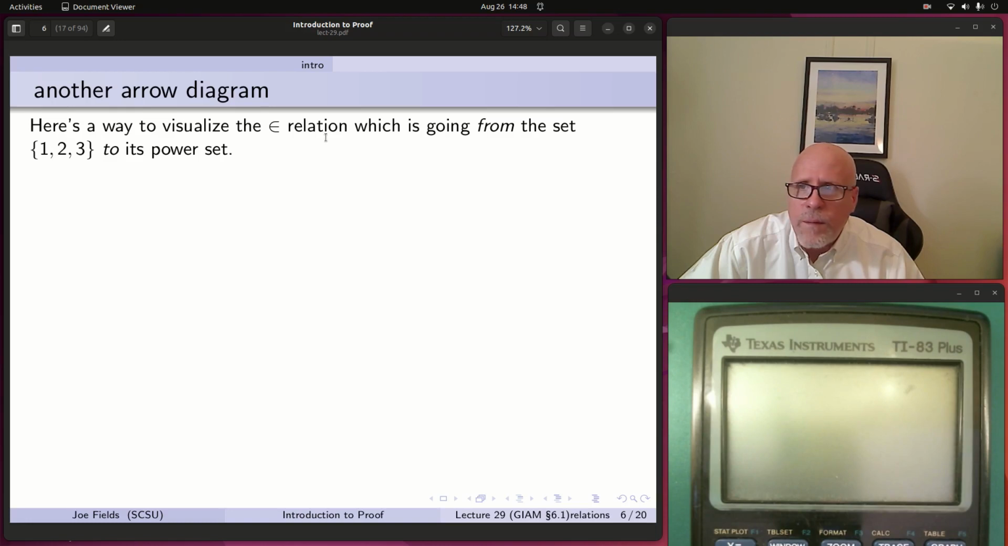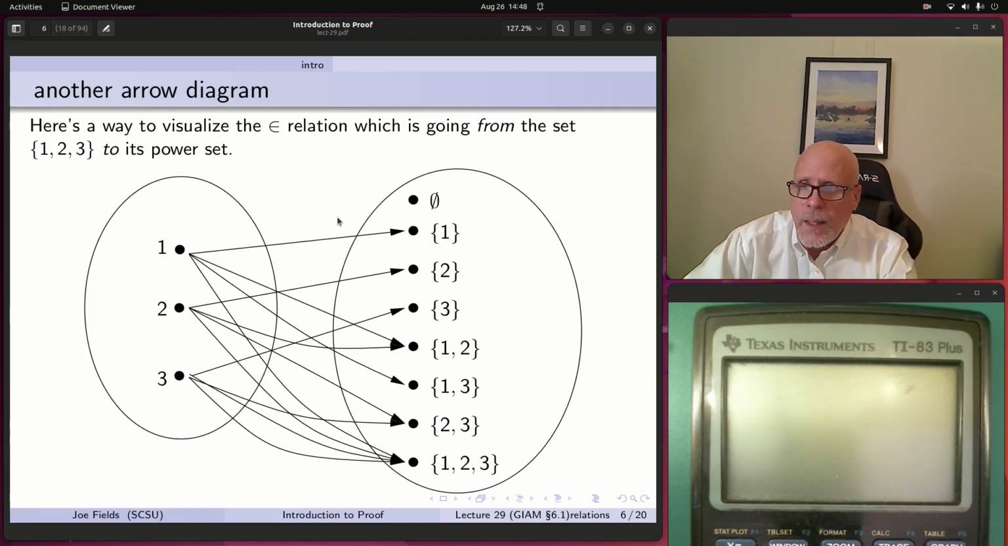Let's talk about visualizing the element relation. It is an element of relation, which goes from the set {1, 2, 3} to the power set of {1, 2, 3}. Looks like that. And there's a lot you can see from this too. A couple of things are interesting here, I think.